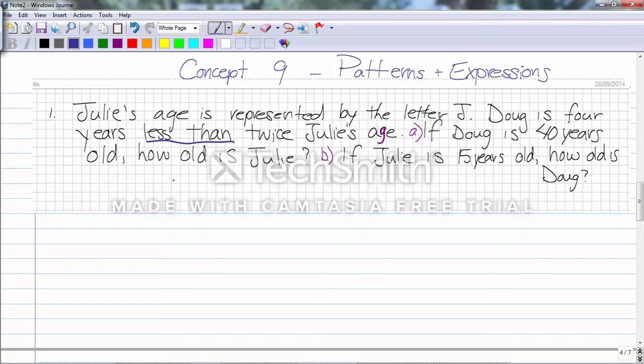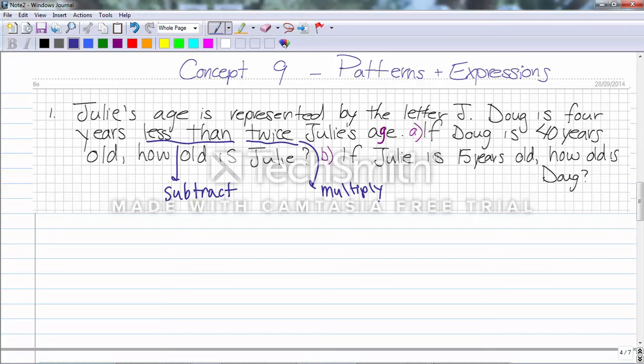Now, Doug is 4 years less than Julie's age. Less than is indicating that I'm going to be subtracting, right? There's going to be a minus sign. Twice means that I double Julie's age. I'm doubling something, that's multiplying it by 2, or 3 times or 4 times Julie's age. So that tells us multiply.